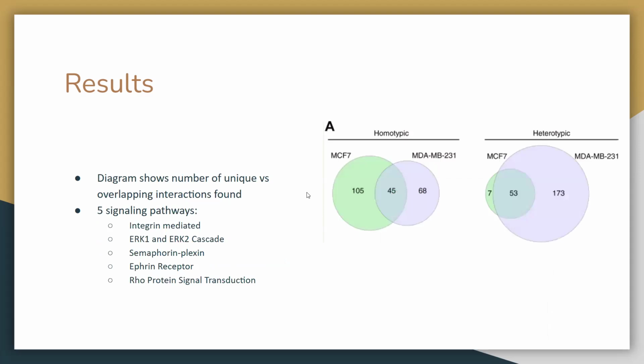The main thing they found was that in a homotypic cell, they had a much higher MCF7, the bait cell in most of these, where it had 105 interactions that were entirely unique to it, and the MDA-MB-231 only had 68. But in the middle, they had 45 interactions that were common between both types of cells.